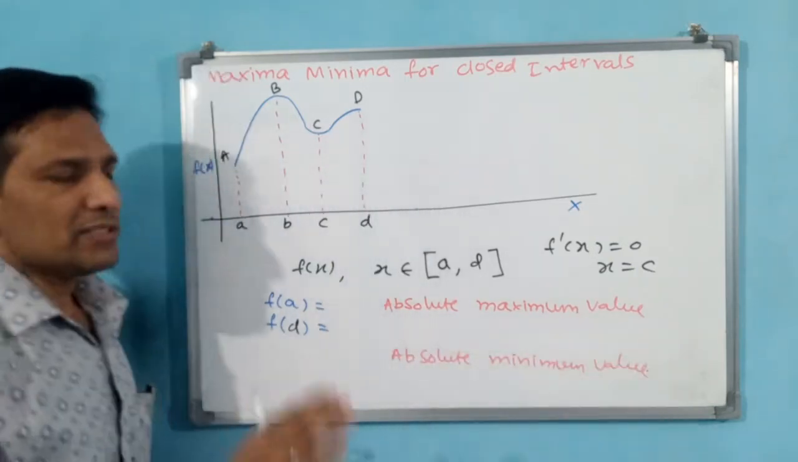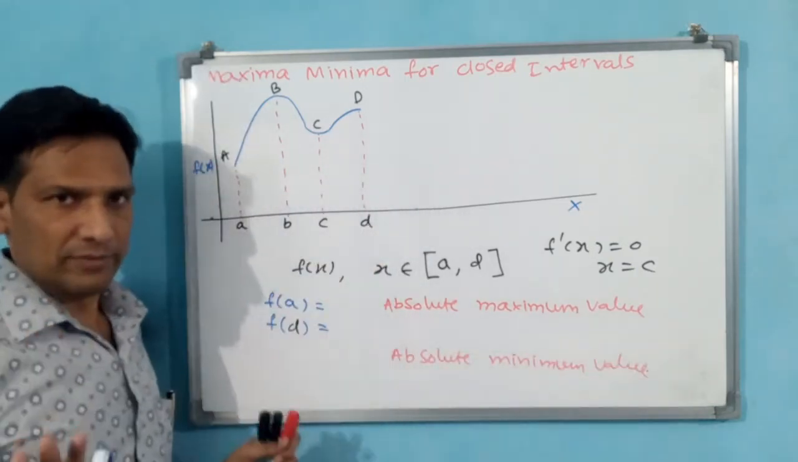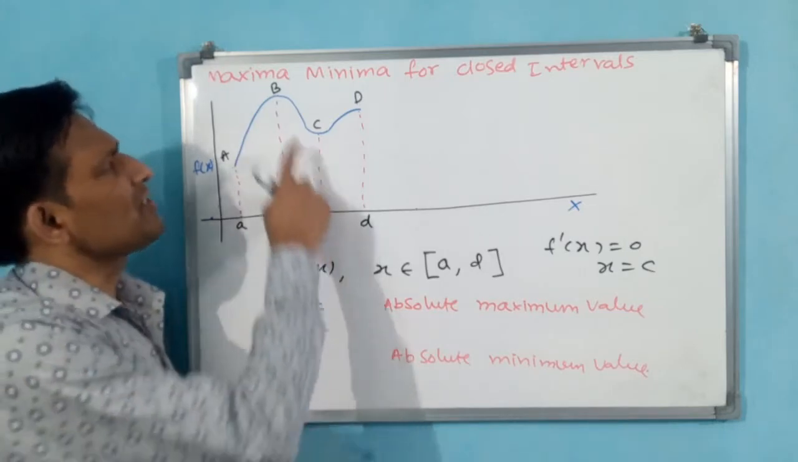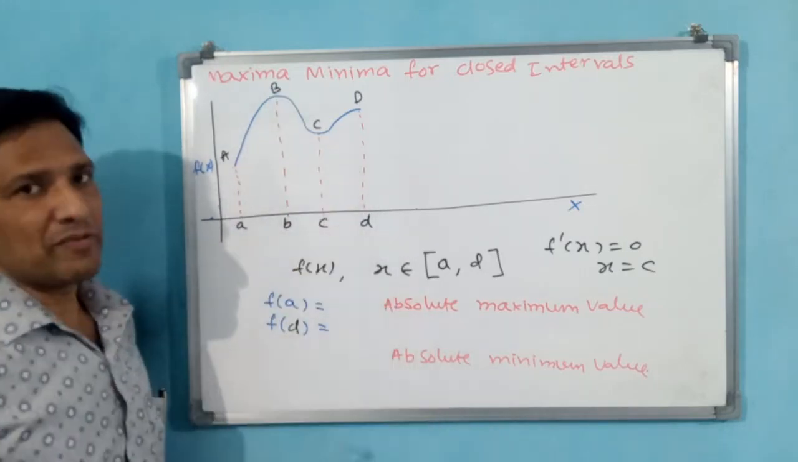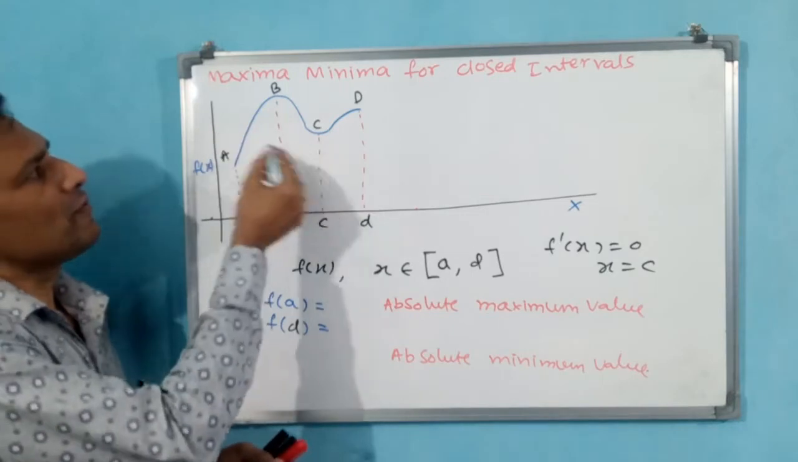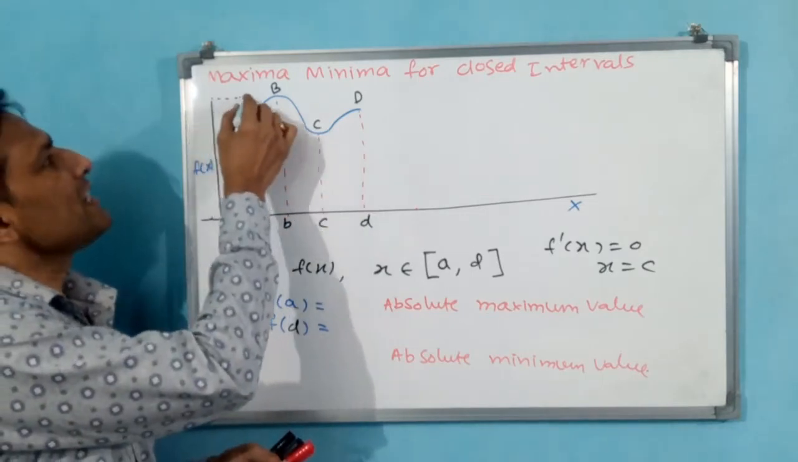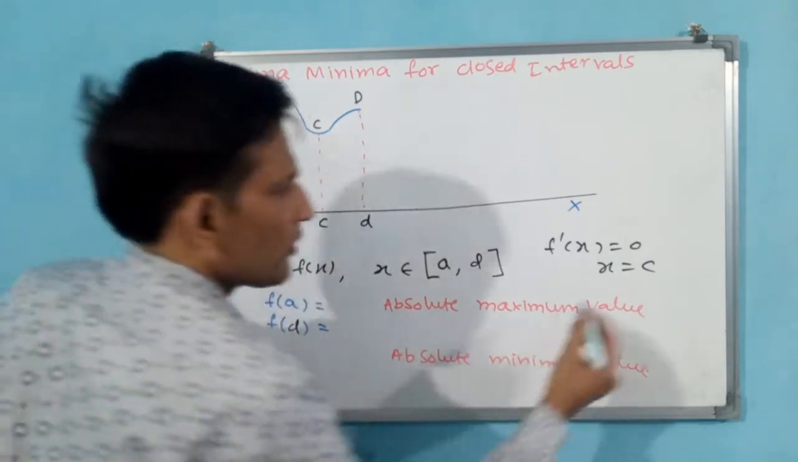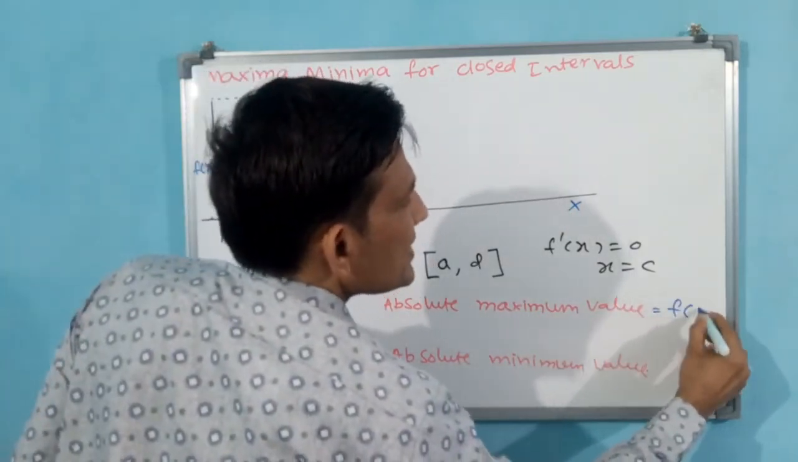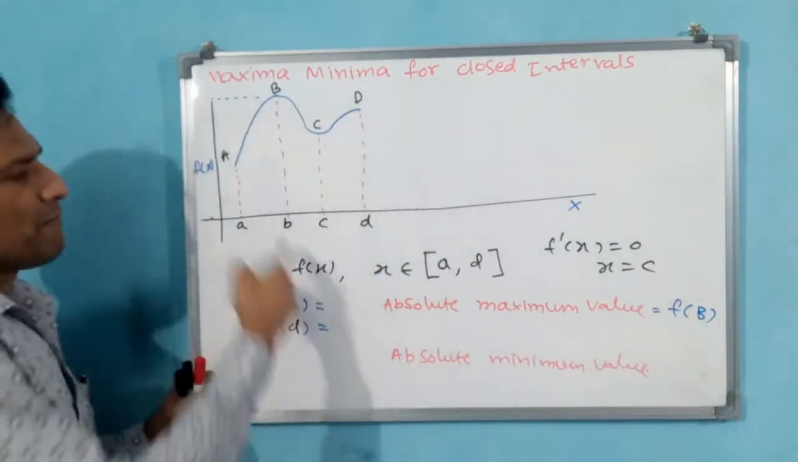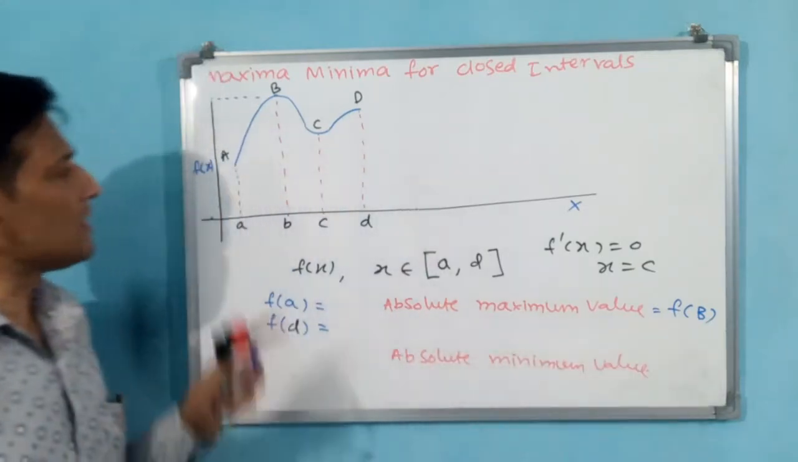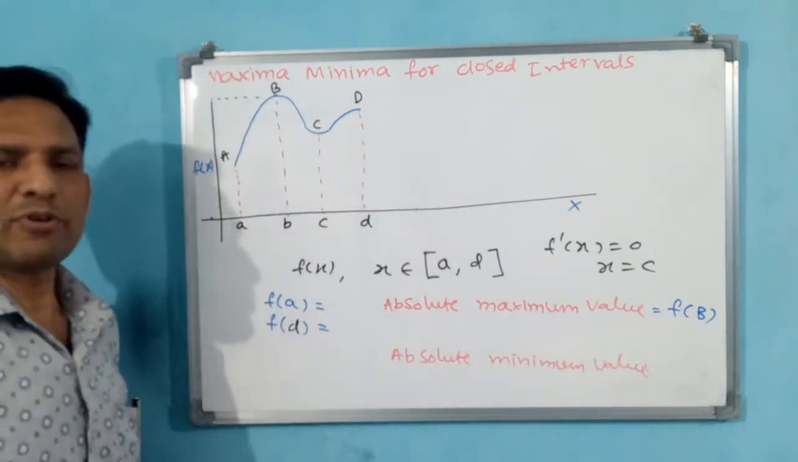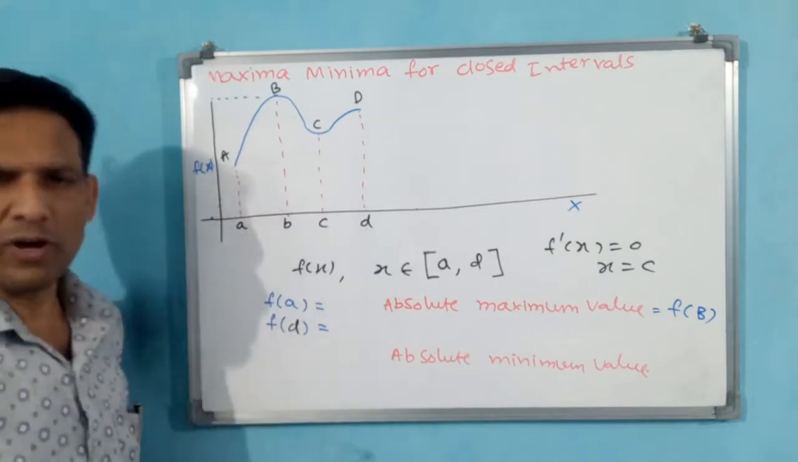Absolute maximum means, among the four values, whichever is the highest value will be the absolute maximum value. By seeing this graph, can I say f of b is the absolute maximum value? F of b will be the absolute maximum value. Why? Because this is the highest. Absolute means highest among all 4 or all 3.